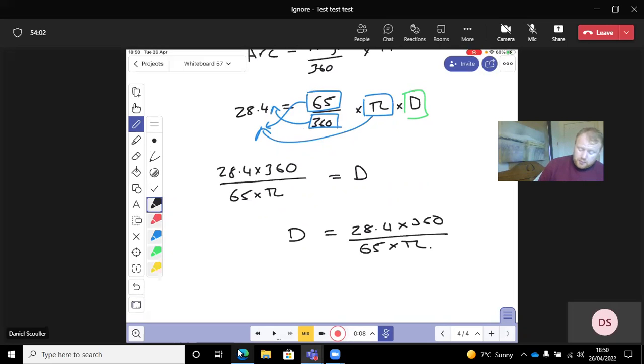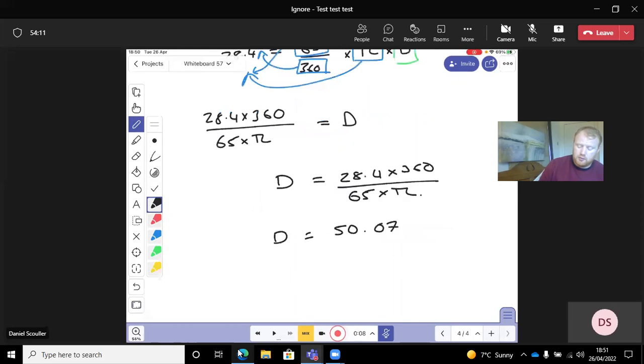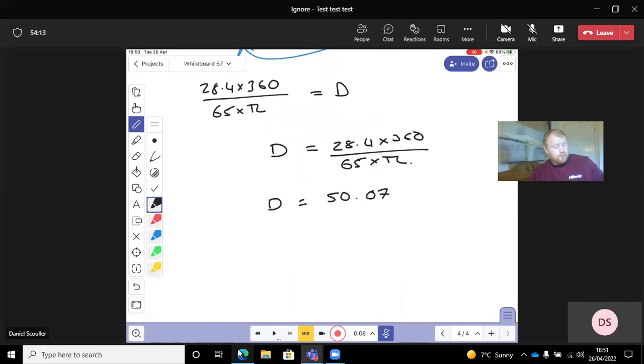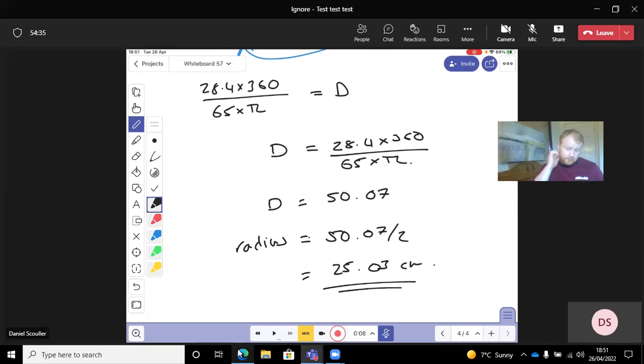So it's just a case of putting that in your calculator. Be careful how you're putting it in. You should get a diameter of 50.07, or 50.1 if you're rounding up. We're wanting the radius. The radius is the length of the pendulum. The radius is half the diameter, so it's that over 2, which will give you 25.03 centimeters.